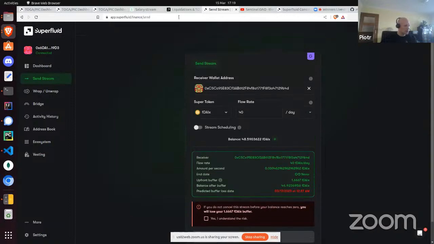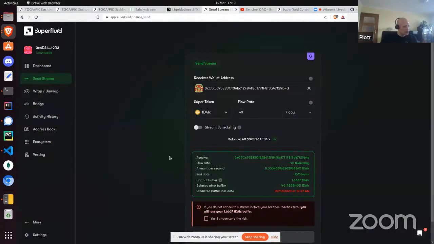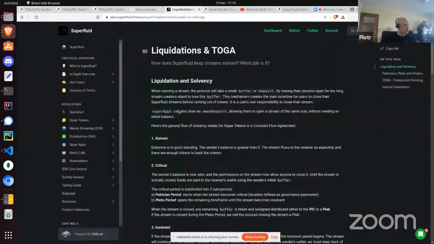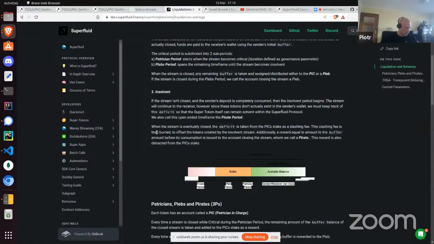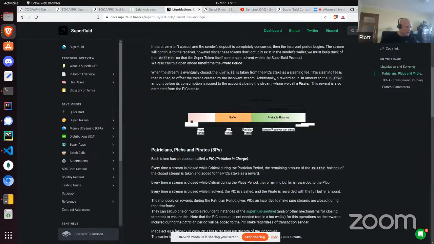And so it's used for ensuring that the stream, even if your account runs out of funds, will still have some tiny amount of funds to continue and then in turn to be closed. So if you wanted to learn more about that, you can go to the docs of the Superfluid.